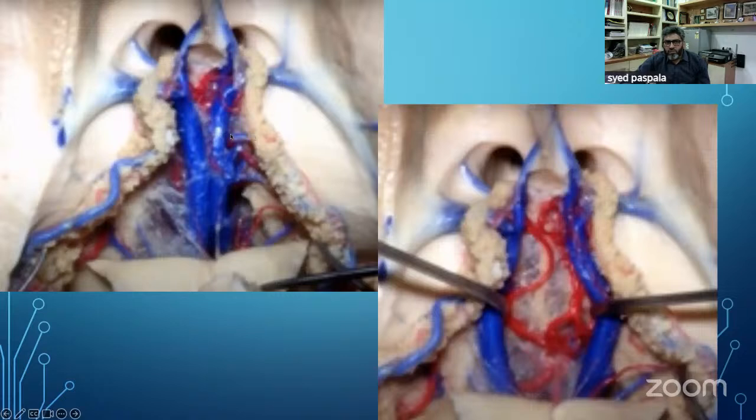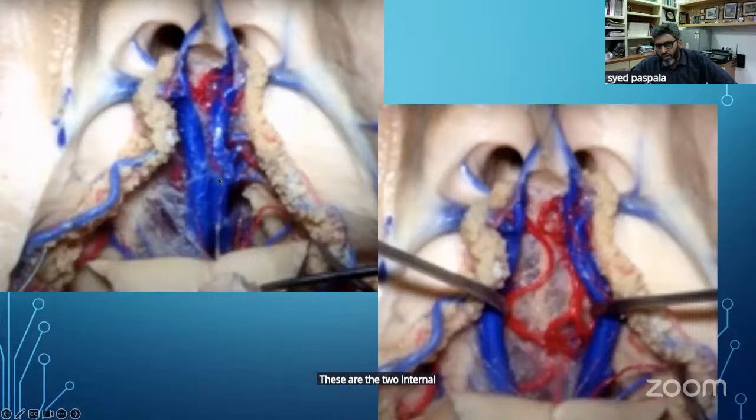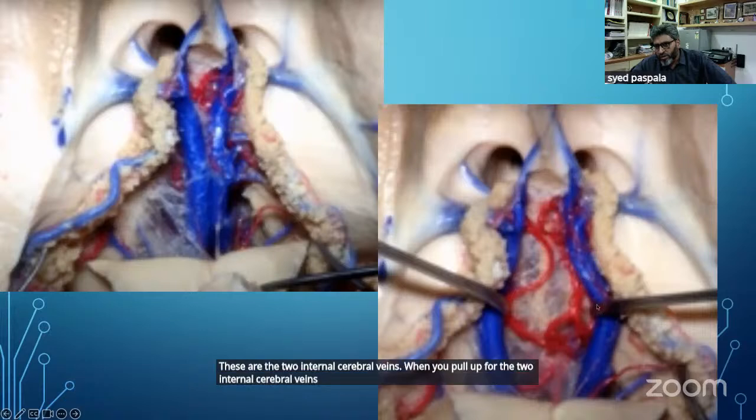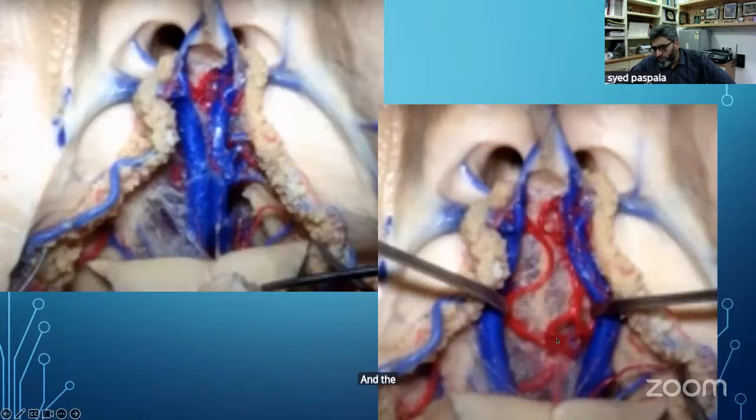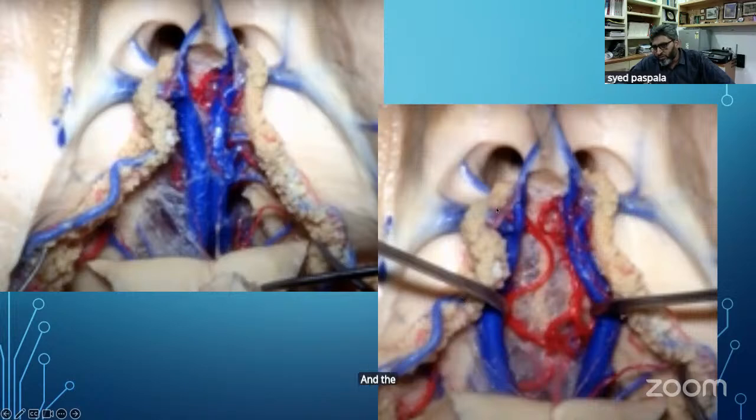And this is the roof of the third ventricle. When the septum pellucidum is reflected back here, these are the two internal cerebral veins. When you pull apart the two internal cerebral veins, this cobweb-like structure is the velum interpositum. And the vessels here, which we are seeing, are the posterior choroidals, the medial branches. And this is the choroid plexus, and the thalamostriate vein will be helping us in the endoscopic procedures in reaching out to the foramen of Monro here.